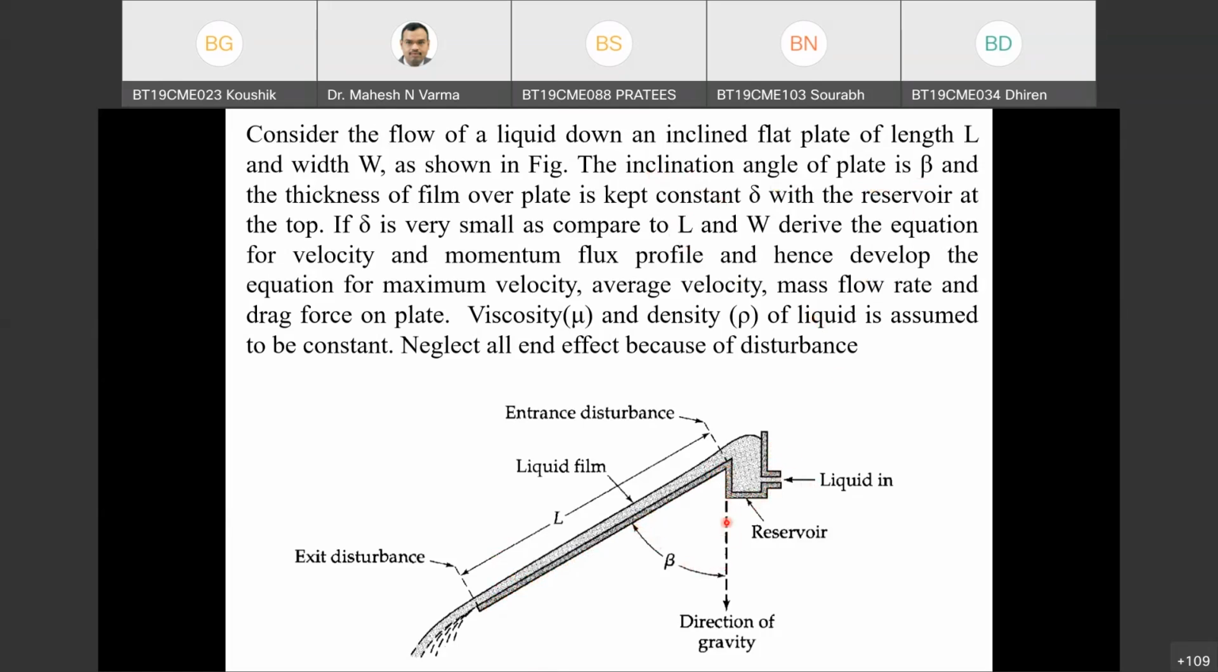The inclination angle of the plate is beta. This inclination angle with a vertical direction of gravity is beta, and thickness of the film over a plate is delta. So this thickness is delta, and this is kept constant by continuously supplying the liquid from the reservoir. If delta is very small as compared to length L and width W.